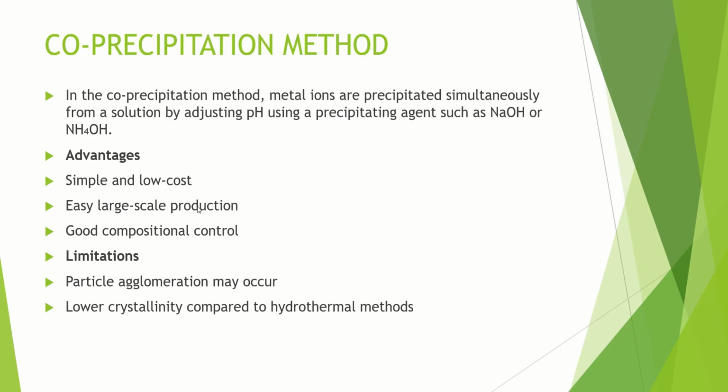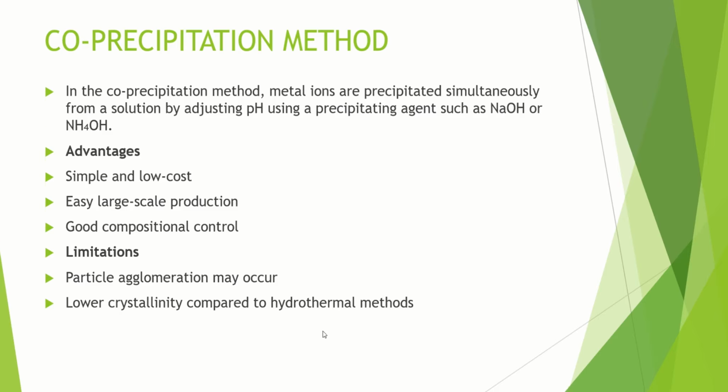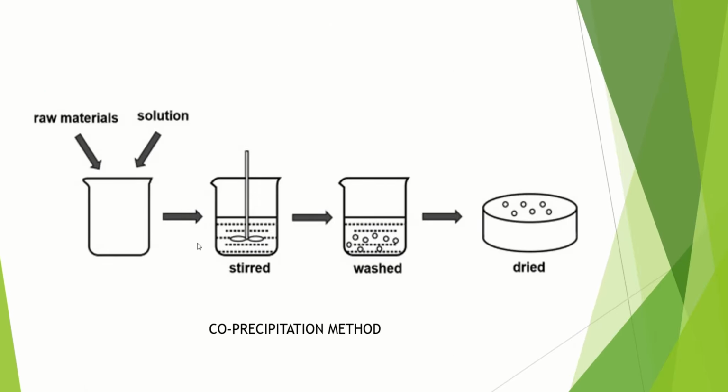It's quite simple, low cost and great for large scale applications. You also get good control over the final composition of your material. The downsides include that the particles tend to clump together, that's called agglomeration, and compared to hydrothermal, the crystallinity is usually lower, so you might need an extra heating step.